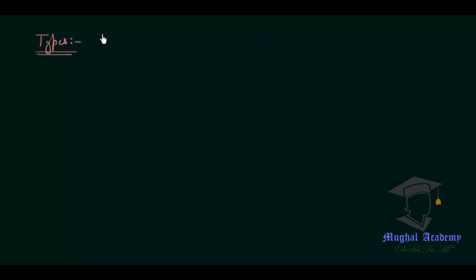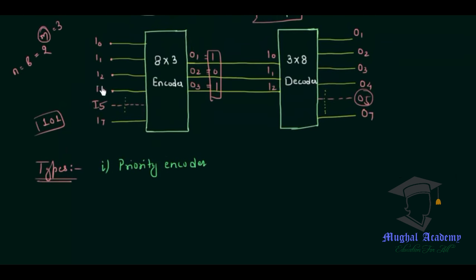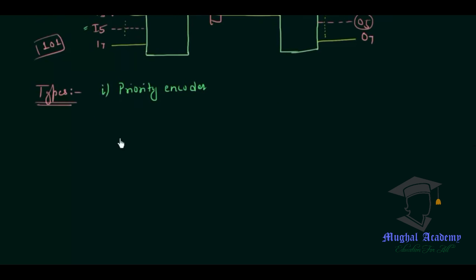There are 4 types of encoders that we have to see. The first one is your priority encoder. Let's see what happens in this particular type of encoder. If instead of only one input being high, let's say 2 inputs are high, I3 and I5, then what will be the output of the encoder? It depends upon the priority that we set. Either we set the priority for the bits of lower order, or we set the priority for the bits having higher order. That we will see separately in the lecture when we discuss the priority encoder.